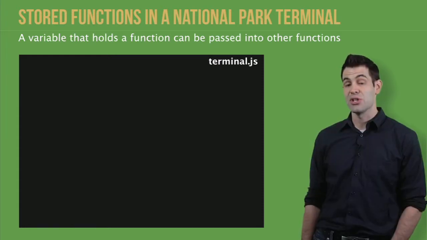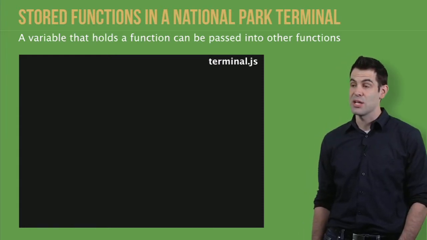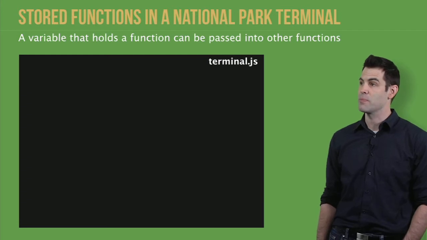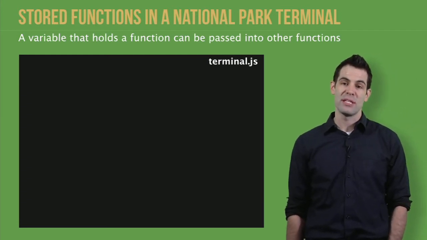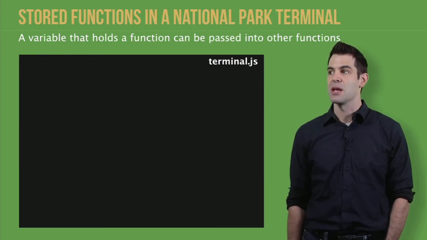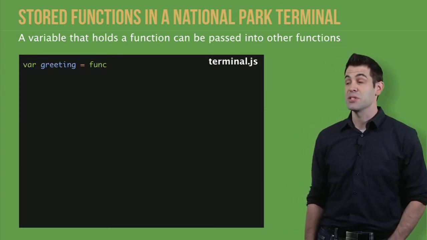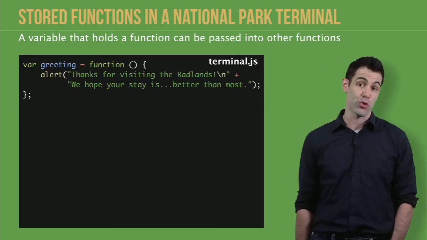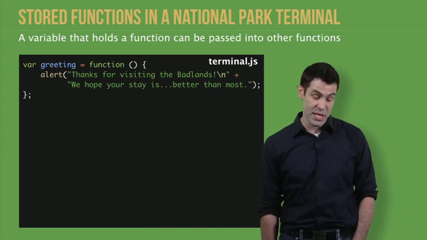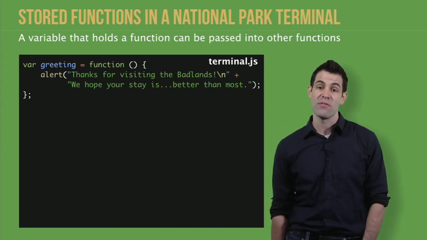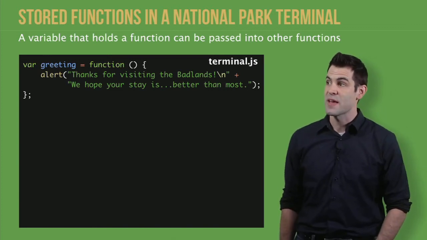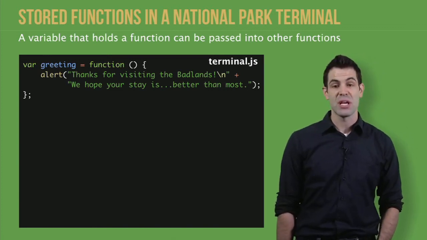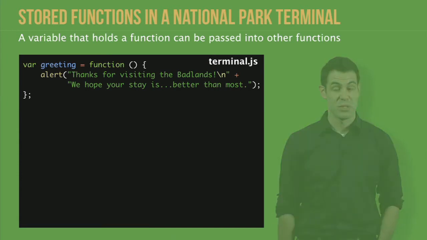So say we had a JavaScript file, we'll call it terminal.js for the National Park Terminal, and we wanted to build a greeting for people that were attending, let's say, the Badlands National Park. So here you can see we have established a variable called greeting. And in that particular variable, we are going to store a function expression that will alert a message to the user. Thanks for visiting the Badlands. We hope your stay is better than most.